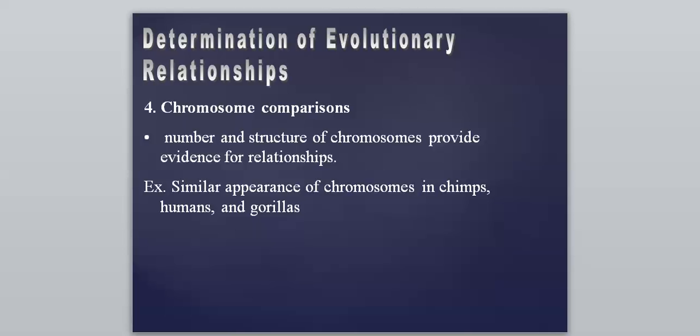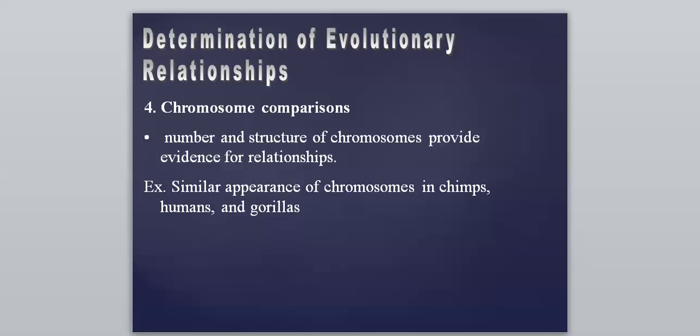And the number and structure of chromosomes provide evidence for relationships. For example, similar appearance of chromosomes in chimps, humans, and gorillas. I think we share like 99% of our DNA with chimps. So that's kind of how we can tell that we, in fact, have a relationship with them. We could be classified in the same group as them because we are very similar.